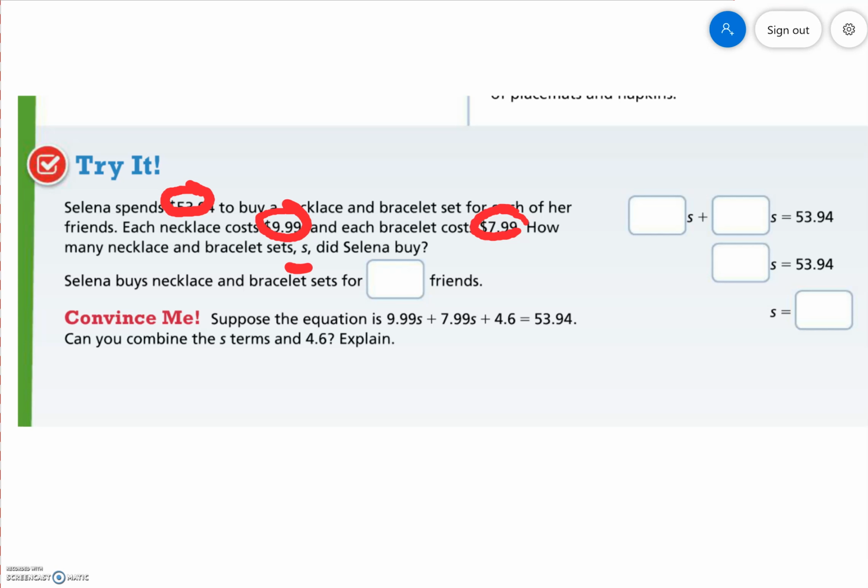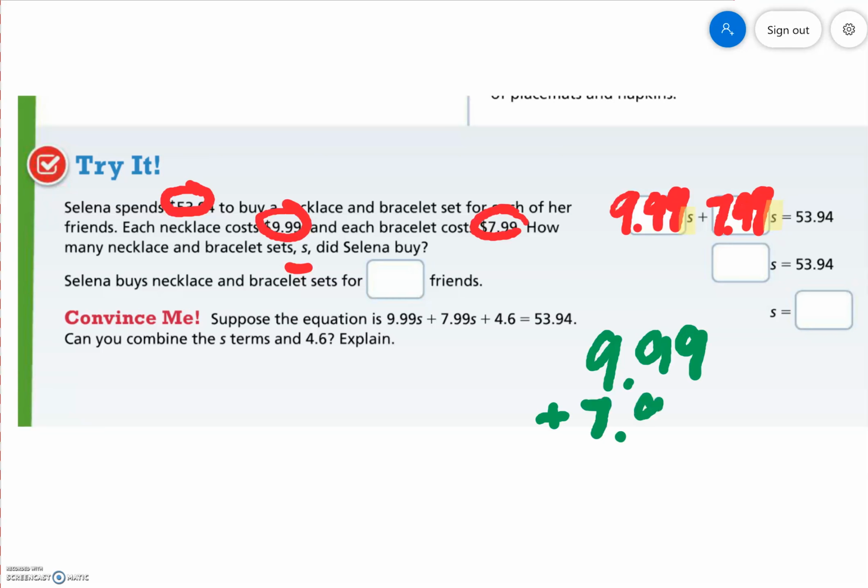So that's why we're going to use S. So we have $9.99 and we have $7.99. And we know she has a total of $53.94. Now the first thing we need to check, are these like terms? S and S. They are the same variable, so yes they are, so we can combine them. It's addition, so we're doing $9.99 plus $7.99.